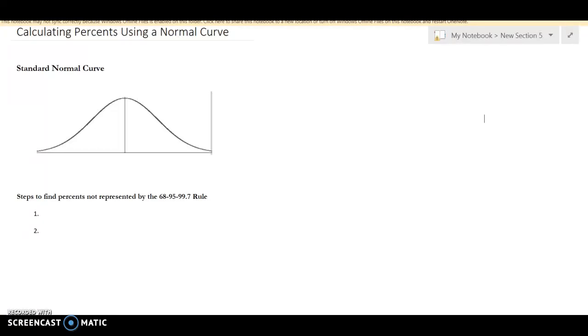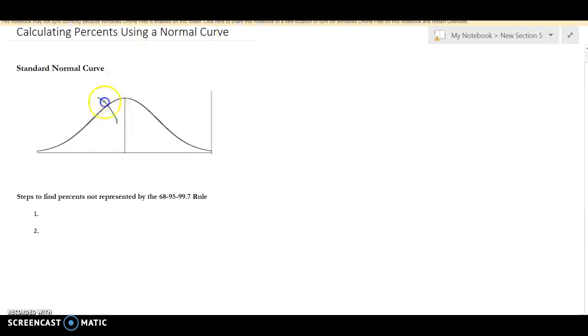Okay, so this is going to be a quick video to show you how to find percents that don't fit in the 68, 95, 99.7. I don't have a calculator right now that's connecting to my computer, so I'm going to have to show you pictures and you're going to have to kind of follow along.